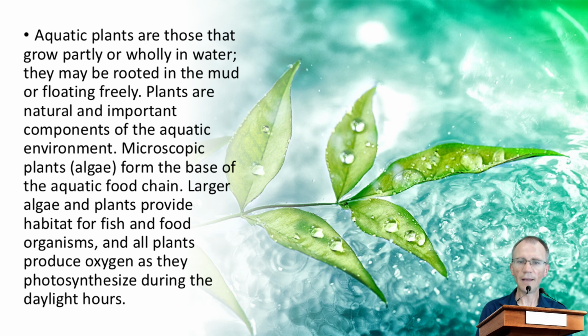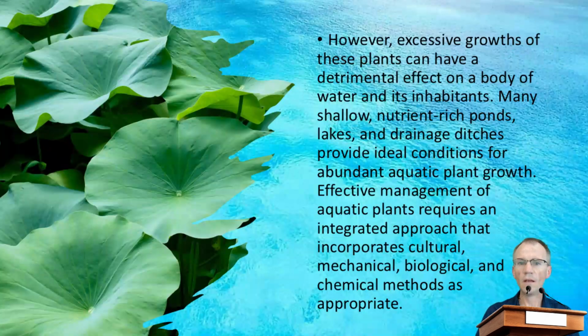Larger algae and plants provide habitat for fish and food organisms, and all plants produce oxygen as they photosynthesize during the daylight hours. You need to know, however, excessive growth of these plants can have a detrimental effect on a body of water and its inhabitants. Many shallow, nutrient-rich ponds, lakes, and drainage ditches provide ideal conditions for abundant aquatic plant growth.